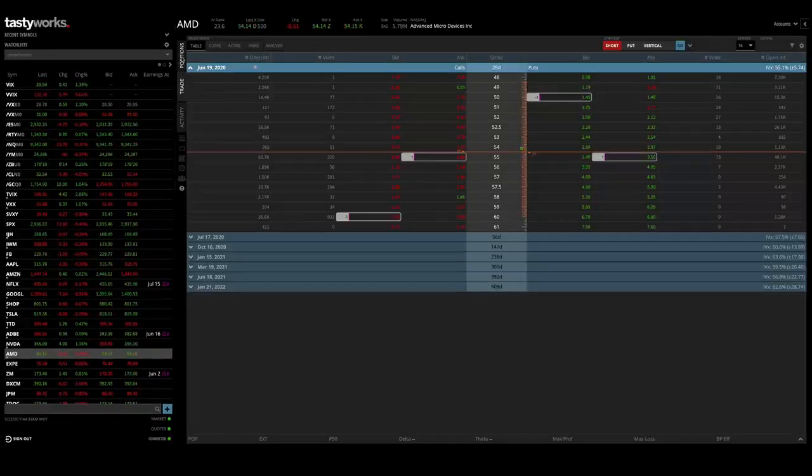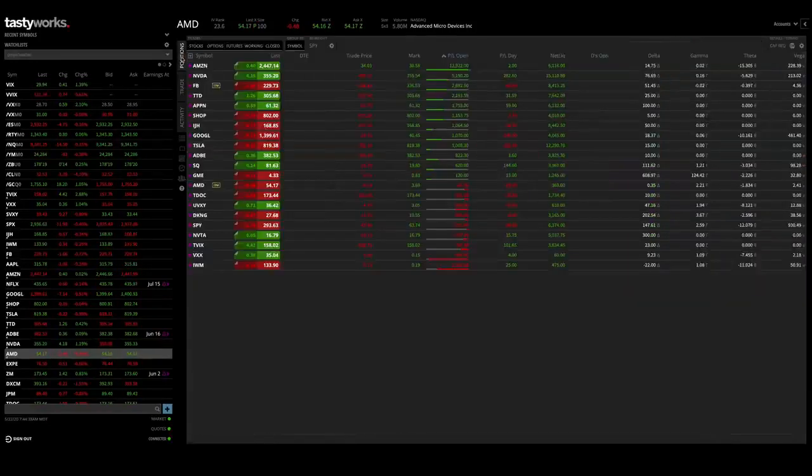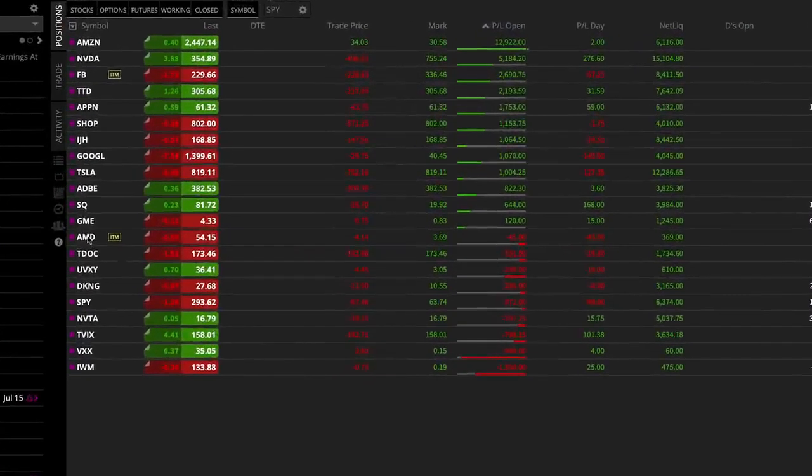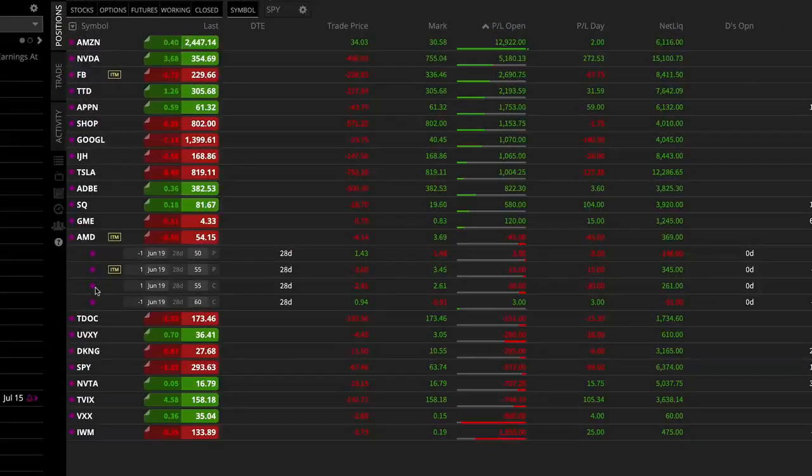So if I go to my positions tab, we can check in and see how all of these 4 components are doing. Positions tab, go to AMD, and the 55 call I bought for $291. It's currently at $261. I'm down $30.